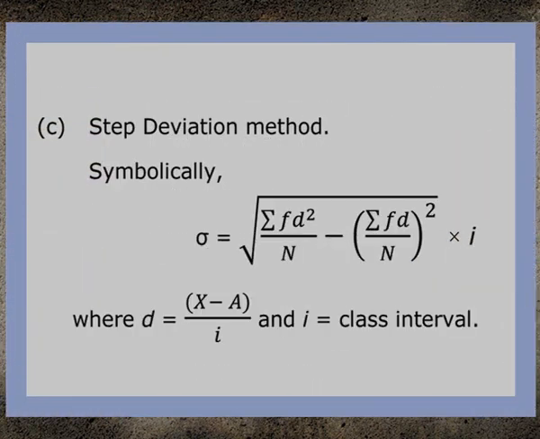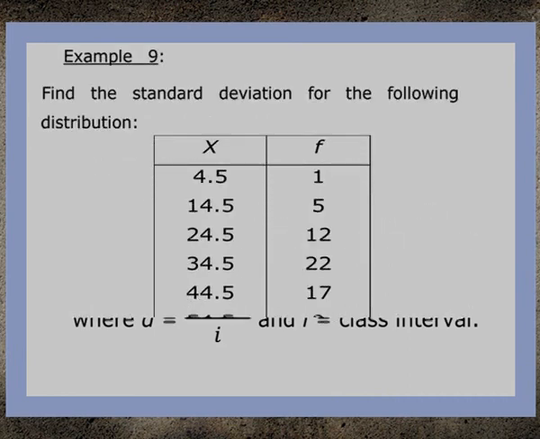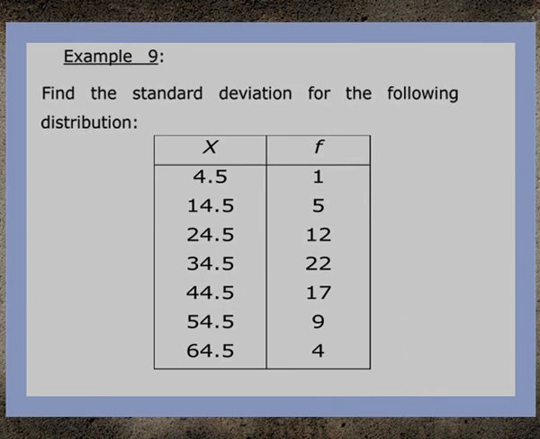Now let's see the third method, that is the step deviation method. This method is symbolically represented as sigma equals under root of sigma fd square divided by capital N minus sigma fd divided by N whole square, into i, small i, where small d is x minus a divided by small i, and i is nothing but the class interval. Alright, now let's see an example.